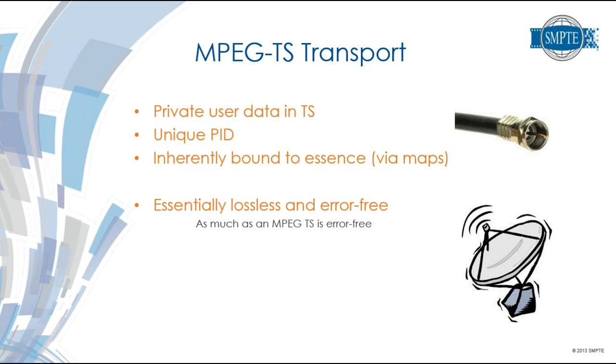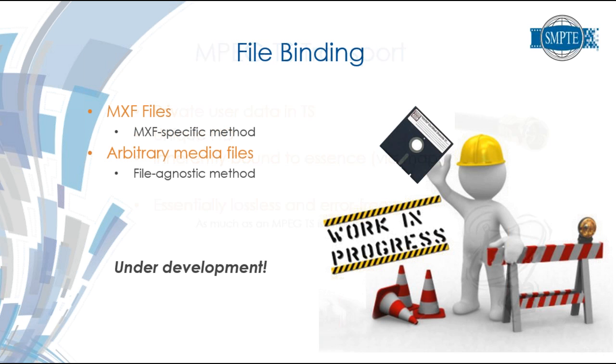MPEG-2 transport, they'll be transported as private user data in the transport stream with a unique PID. Again, it's inherently bound to the essence like SDI, although not quite as directly. It'll be via the map tables that it's bound in this case, but it's going down the same hose with the essence, so it's tightly bound. Also essentially lossless and error-free, as much as MPEG transport streams are error-free, the same comment as for SDI.